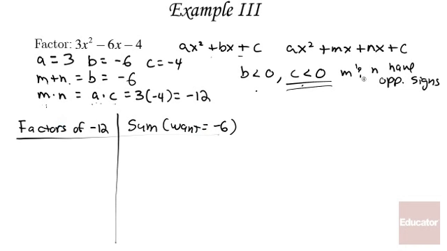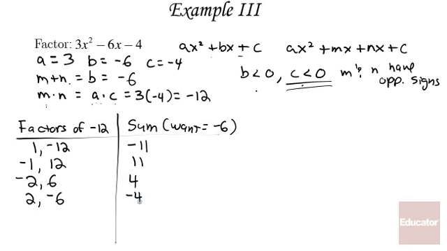And I remember that m and n have opposite signs. So I have 1 and negative 12, and that's going to give me negative 11. I could try it the other way. That would give me 11. Okay, that didn't work. So I'm going to try 2 and negative 6. That's going to give me negative 4. I could try negative 2 and 6. That's going to give me 4. That's not getting me anywhere. So I'll try another combination. 4 and negative 3 is going to give me 1. How about negative 4 and 3? Well, that's negative 1.